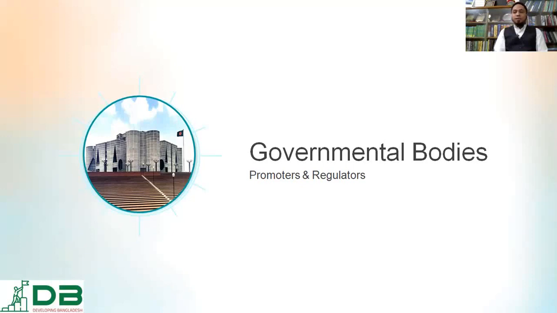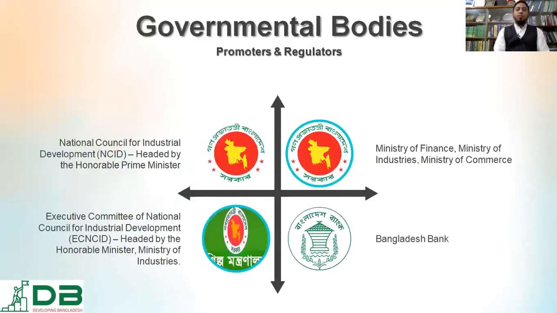So in this part, let's try to know what the governmental bodies are that work to promote and regulate trade in Bangladesh. In this connection, you will find a very powerful body at the very beginning, headed by the Honorable Prime Minister of the country. It is the National Council for Industrial Development, NCID. So it is directly headed by the Prime Minister. That means the head of the government.